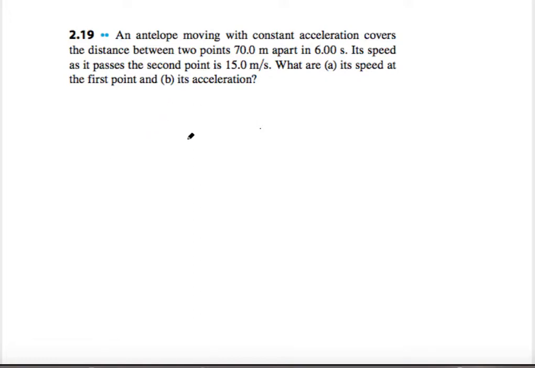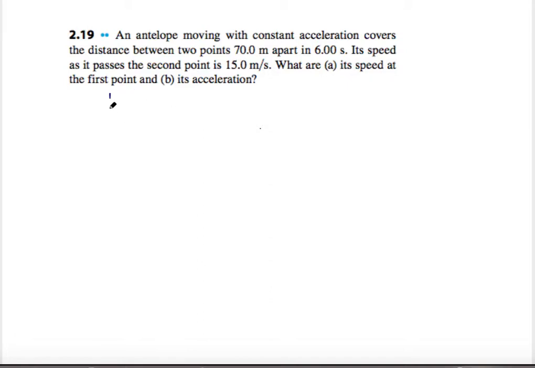So we have an antelope moving with a constant acceleration that covers a distance between 2 points 70 meters apart in 6 seconds. Its speed as it passes the second point is 15 meters per second. And so we're looking for the speed at the first point and the acceleration.